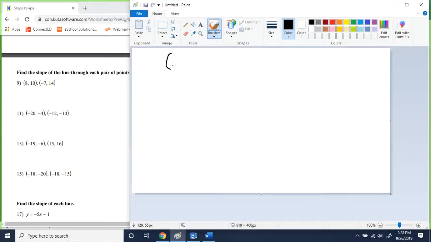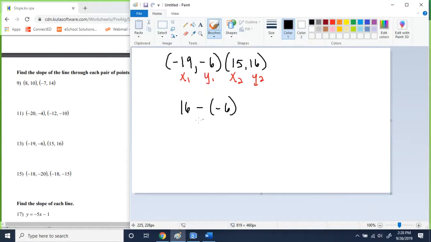Now, the next pair of points is a negative 19, comma negative 6, and 15, comma 16. We're labeling our x and our y points. And now putting it into the equation. 16 minus a negative 6 over 15 minus negative 19. Two negative signs together with our integer rules, we're going to make this a big plus sign on both.